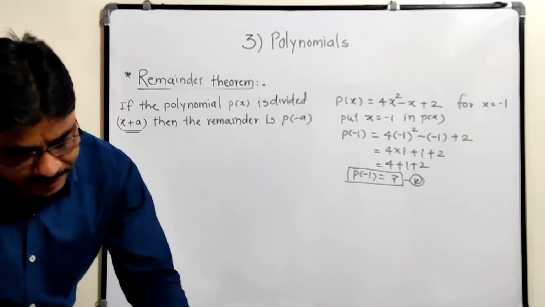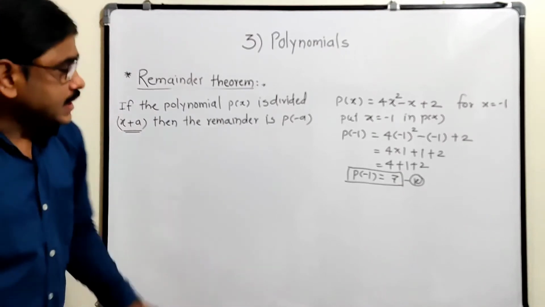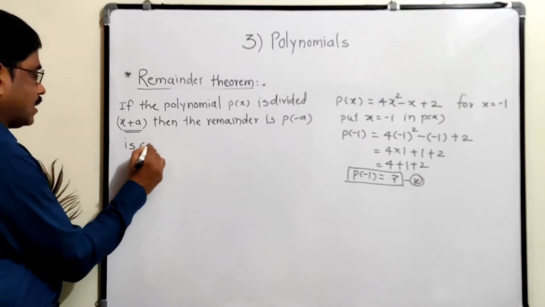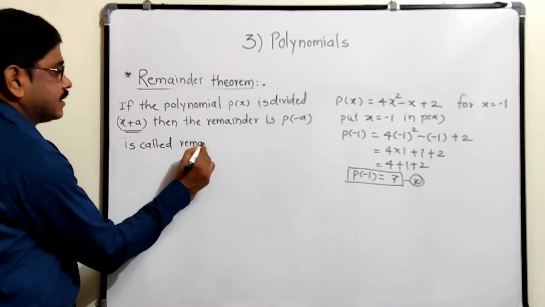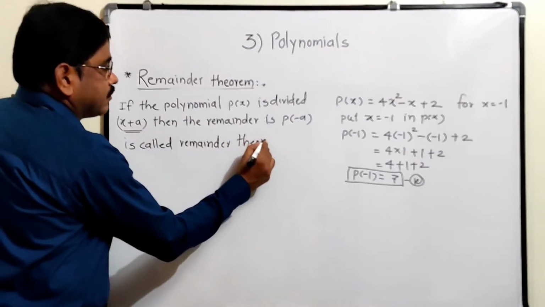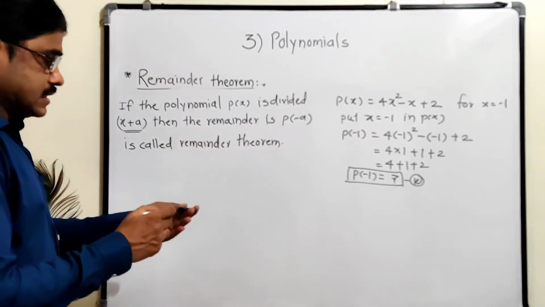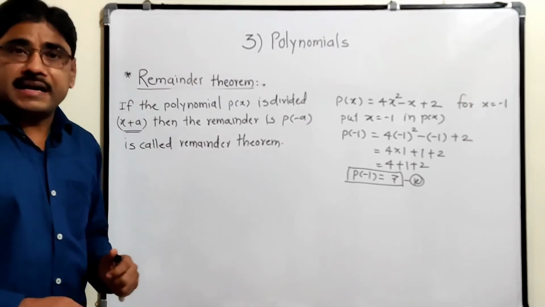The value of the polynomial for x is equal to minus a is the remainder, and this is called the remainder theorem. So by remainder theorem we get directly the remainder using this value of the polynomial. So this is the first theorem, remainder theorem.